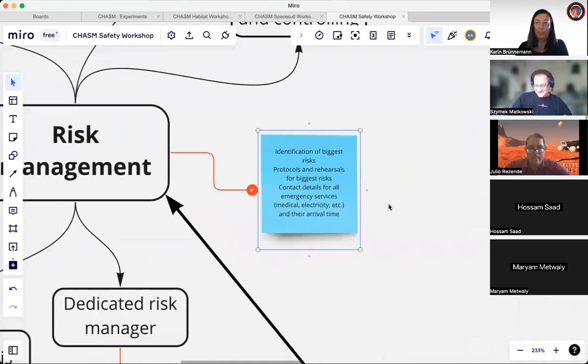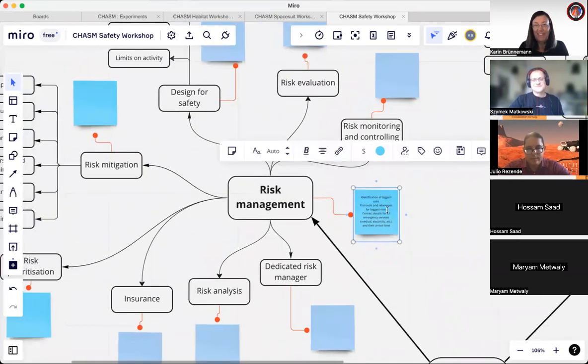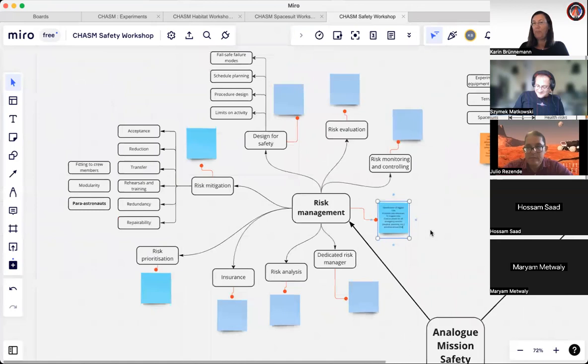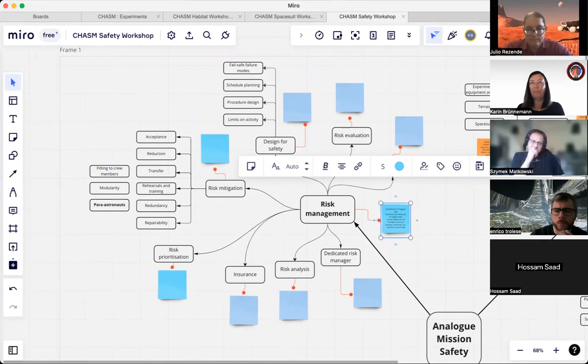Yeah, absolutely. So I now put this on risk management, because that's an overall thing that relates to the habitat structure, if you need an electrician, or to the analog astronauts, if you need a medical doctor, or to the mission support, if you need a psychologist.